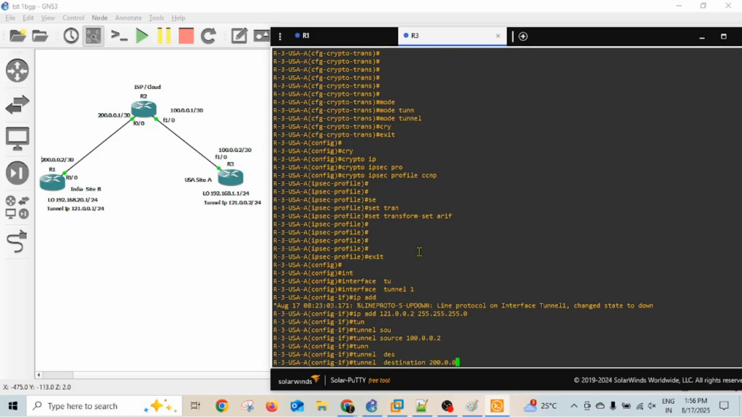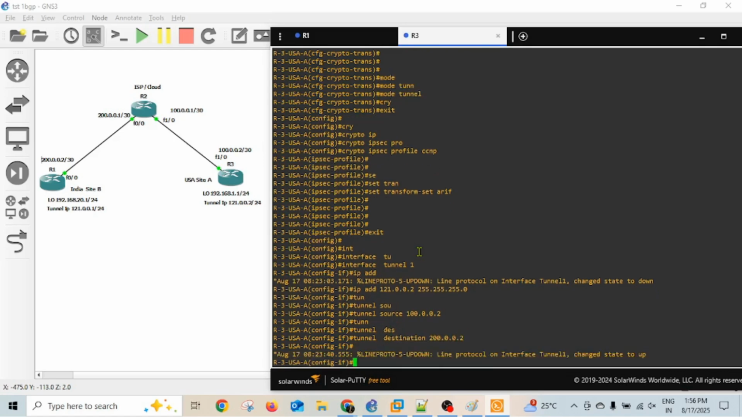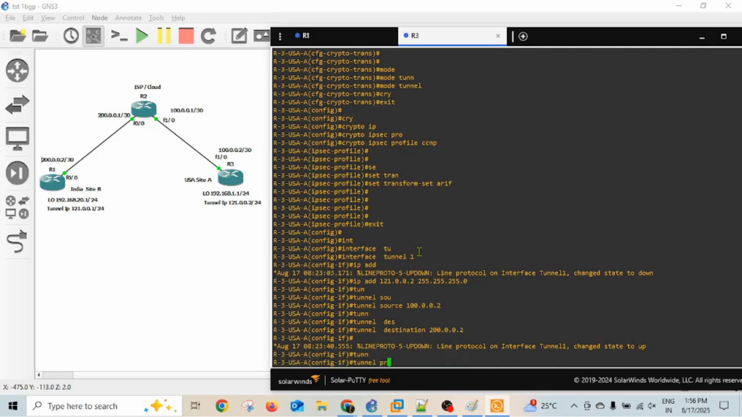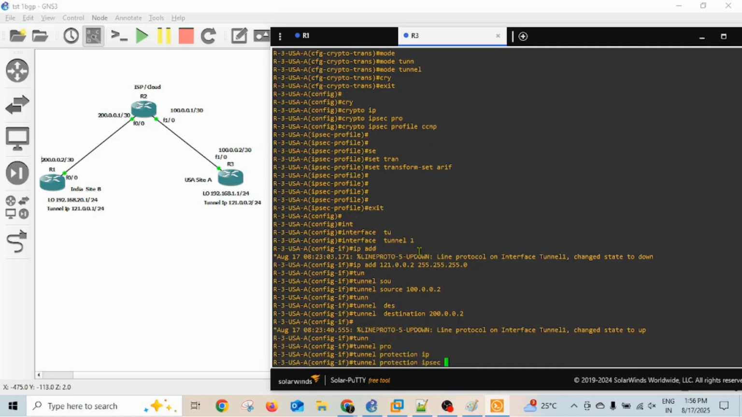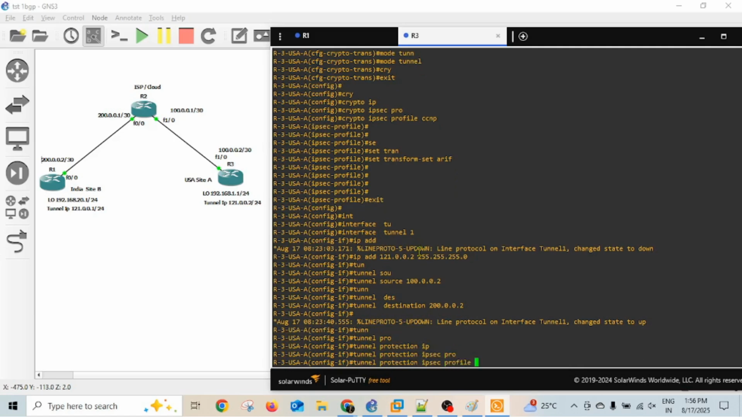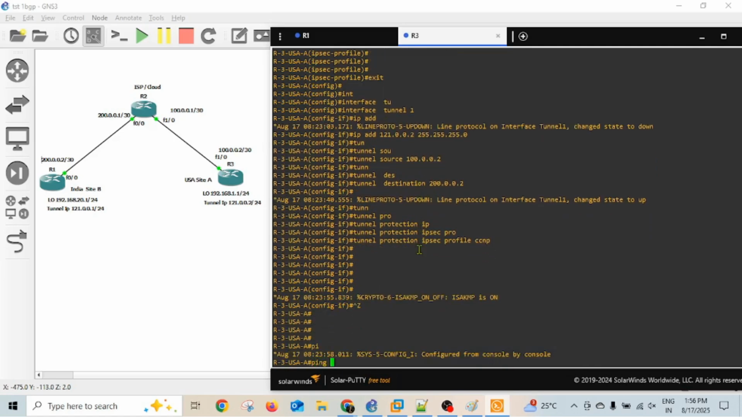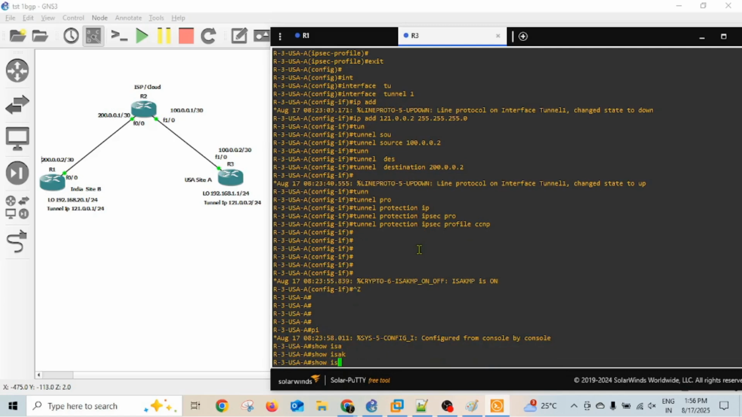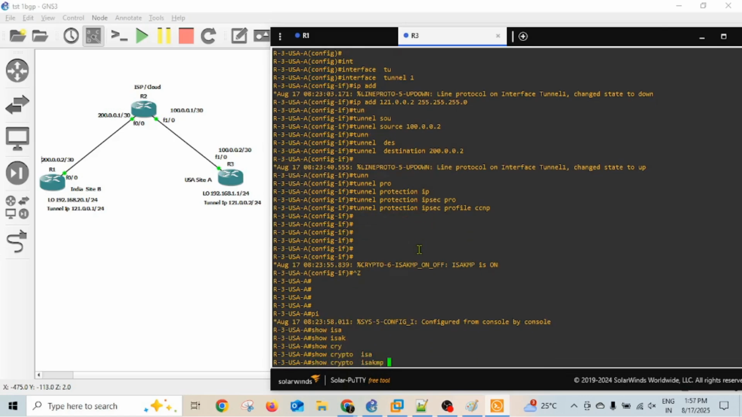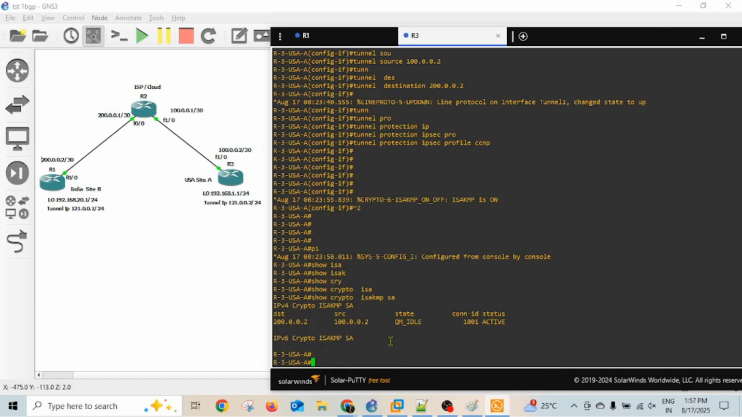Destination 200.0.0.2. Okay, now we have defined the tunnel, and now we have to protect our tunnel also. So tunnel protection IPsec profile CCNP. Okay, now we can say show crypto ISAKMP SA. So this is the only single tunnel here. Okay, and here we can say show crypto IPsec SA.